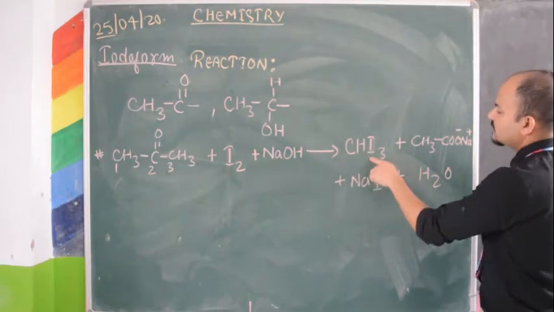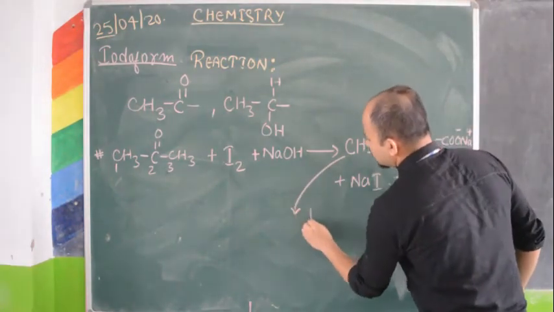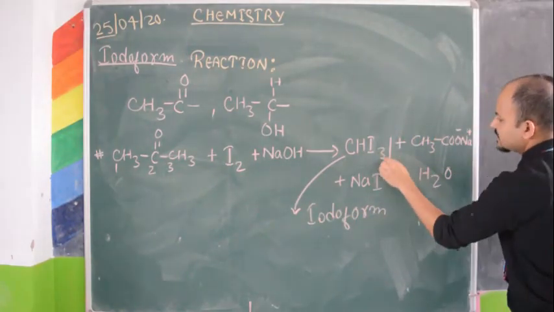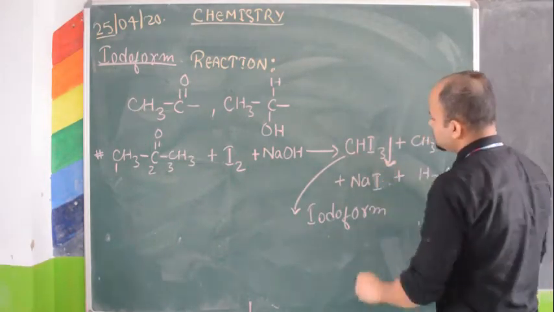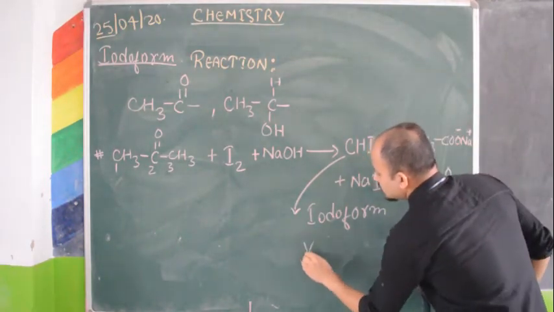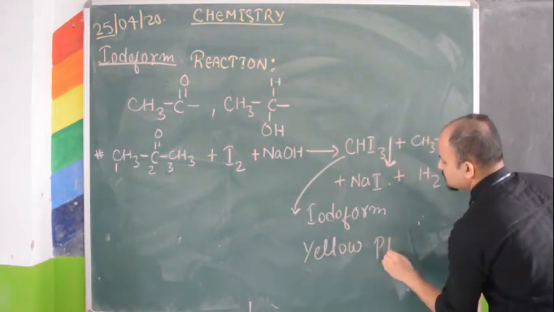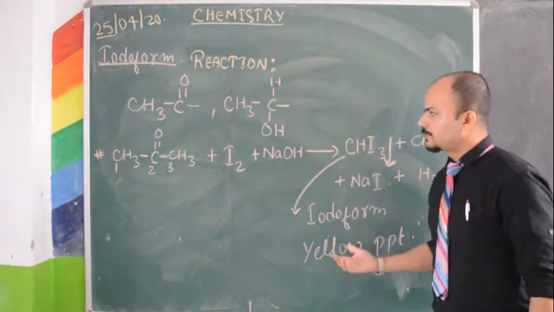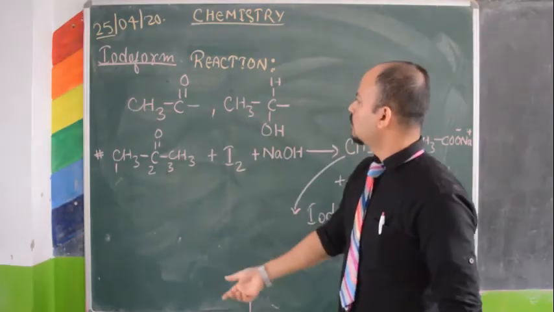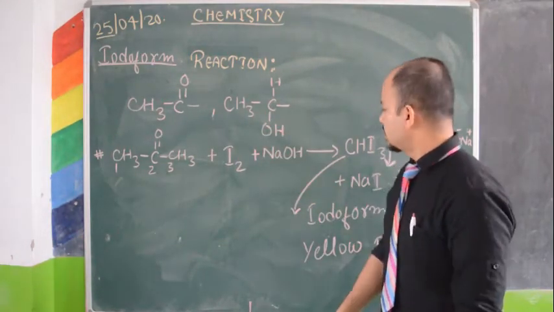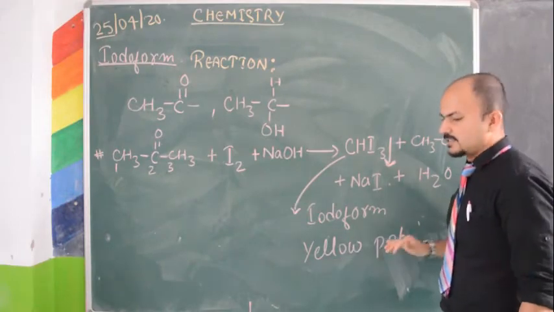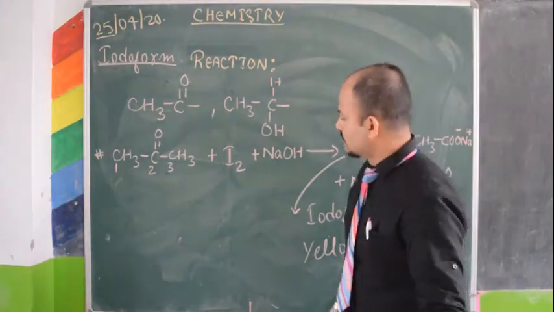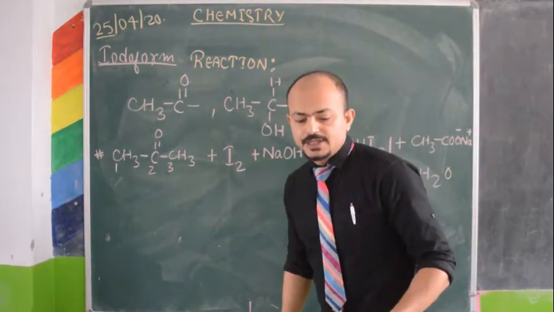Now this CHI3 is known as iodoform, and it's a precipitate. And the color of the precipitate is yellow. So this will act as a test. Now see, this test is given by those compounds which contain CH3 C double bond O or CH3 CH OH. Okay? And this is a yellow precipitate.